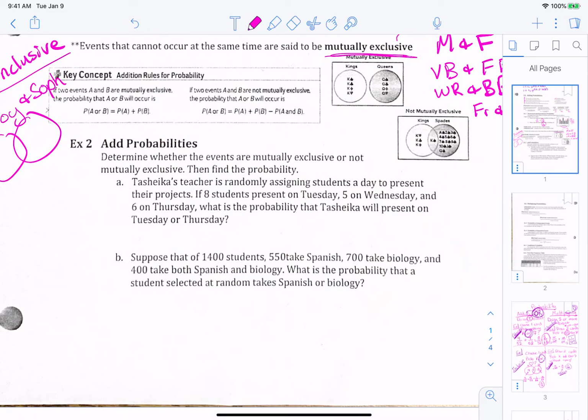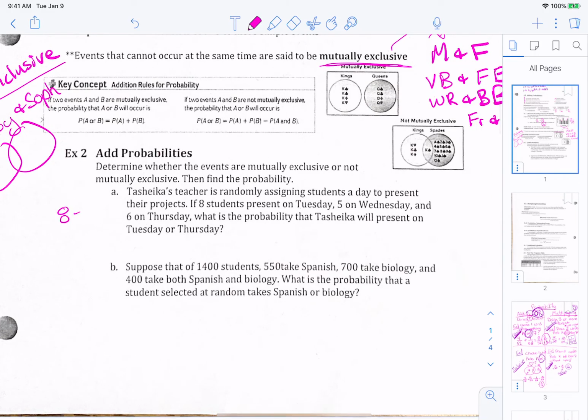Tashika's teacher is randomly assigning students a day to present their projects. If 8 students present on Tuesday, I'm going to write this down over here. 8 are Tuesday, 5 are on Wednesday, and 6 are on Thursday. What is the probability that Tashika will present on Tuesday or on Thursday? There's that word or. Or means add.